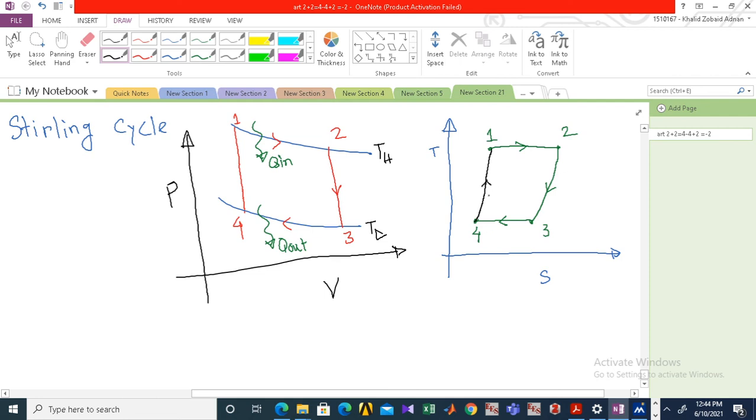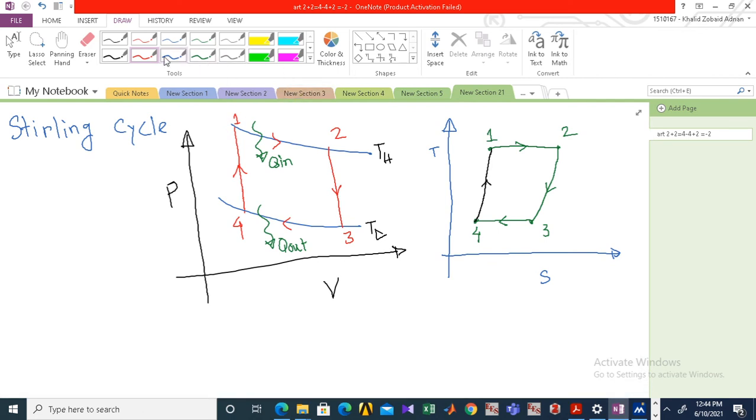4 to 1. So 1 to 2 is the isothermal heat addition process, 3 to 4 is the isothermal heat rejection process, and 2 to 3 and 4 to 1 are isobaric processes. Okay, this arrow I have missed. So this concludes the Stirling cycle and the Carnot cycle.